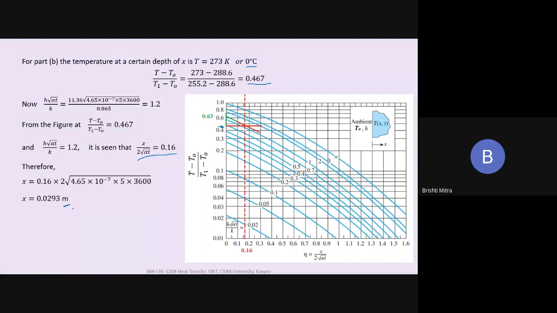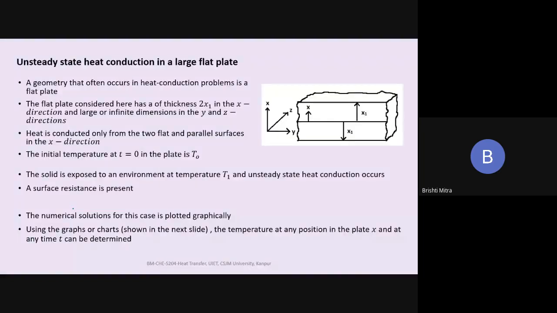So for your problems, what would be important is to identify which kind of problem we are dealing with. The next kind of geometry that we will talk about, and end our lecture on this unsteady state heat transfer, is unsteady state heat conduction in a large flat plate. So what is a large flat plate?